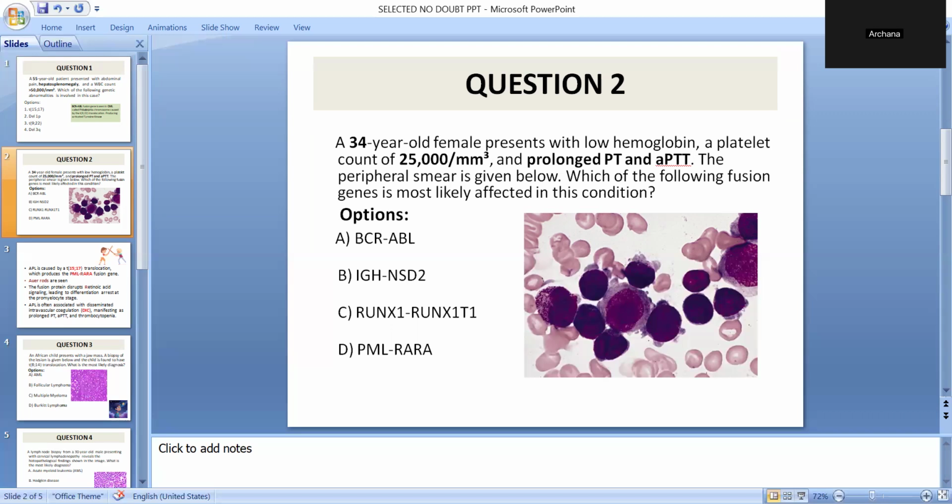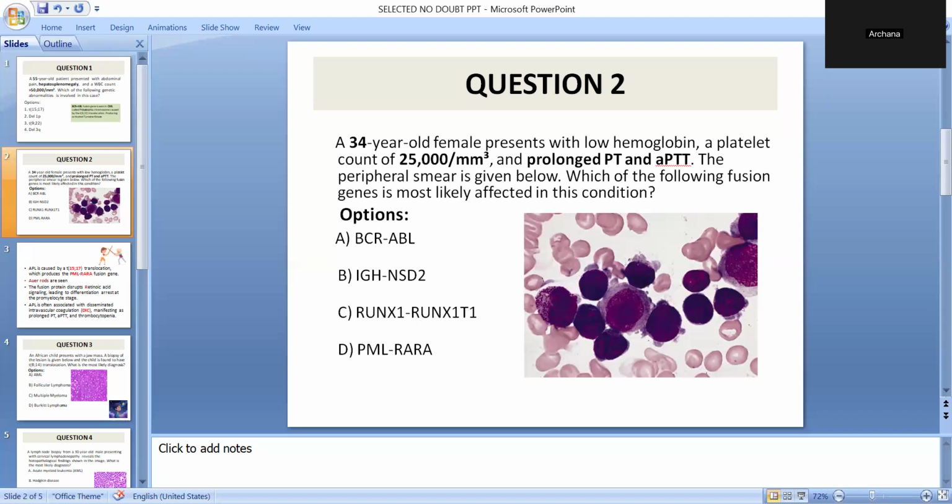To remember even better, please remember two boys who are fighting with sticks. Two boys, aged 15 and 17 years, fighting with sticks. These can be compared to Auer rods. Now what happens when the two boys fight together? They start hitting each other and somewhere there's bleeding. So remember that in AML M3, Auer rods are present. There is a 15-17 translocation. One boy is PML, one boy is RARA. So PML and RARA are fighting. When they hit each other, there's a bleeding tendency. APL is often associated with disseminated intravascular coagulation.